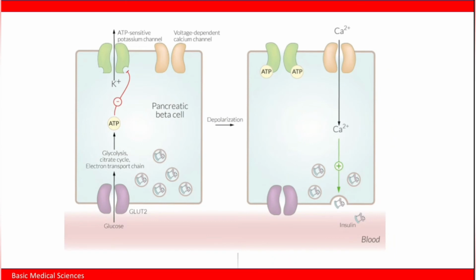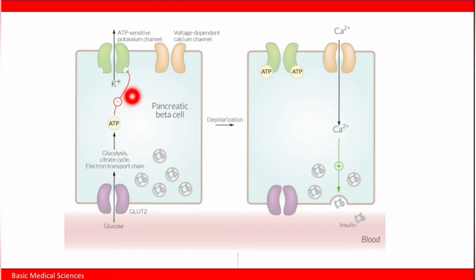Right, so look at this pancreatic beta cell. Let's say there is a high concentration of glucose in your blood. Through the GLUT2 transporters, these beta cells will take up this glucose, and through different mechanisms like glycolysis, the citric acid cycle, and the electron transport chain, they will form ATP, right? So normally, this sodium potassium pump, right?